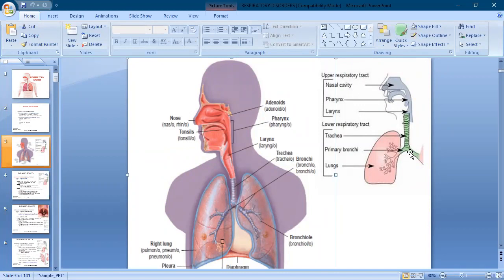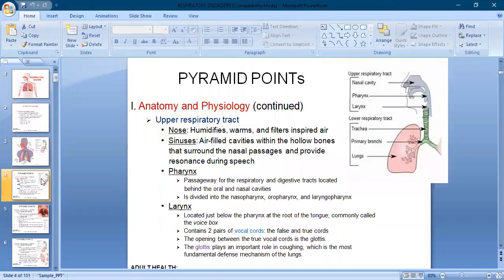The lower respiratory tract means the trachea, and then the trachea bifurcates into the primary bronchi, and then they divide again into bronchioles, or the lower portion of the lungs. Trachea, bronchi, and the lungs make up the lower respiratory tract. So now let's go to the basic anatomy of the respiratory system.